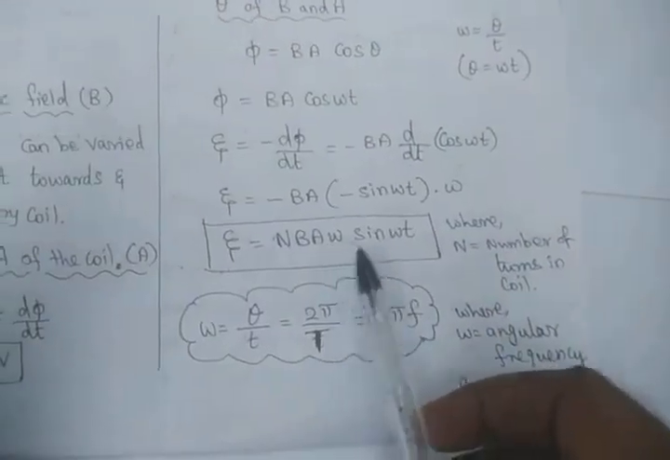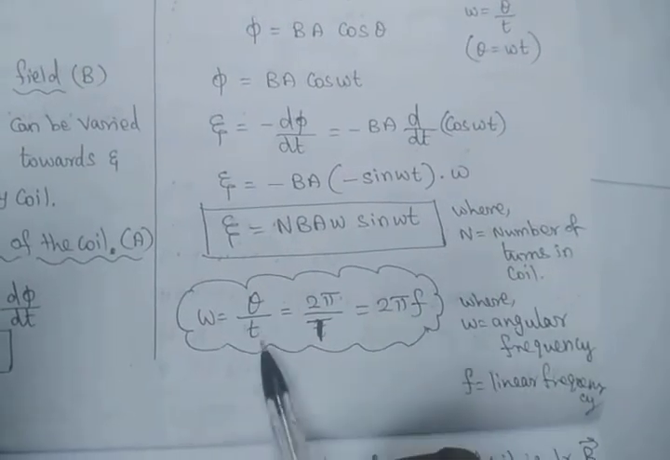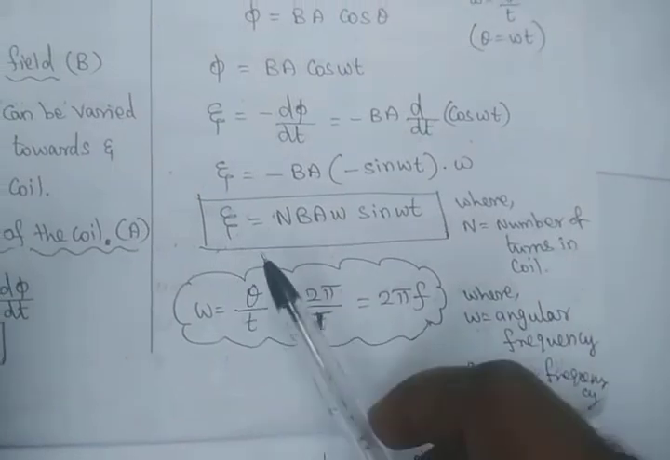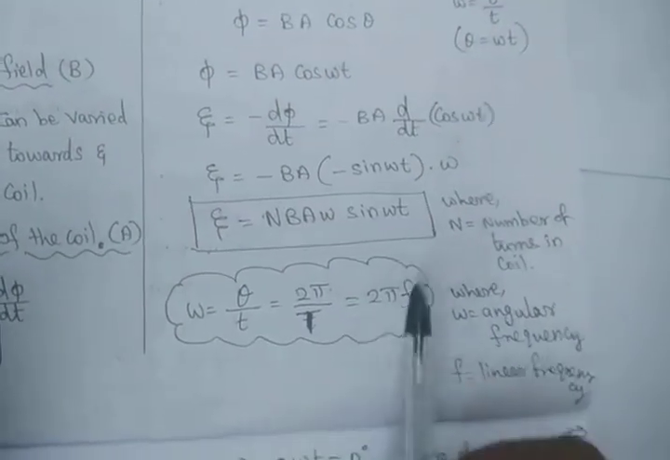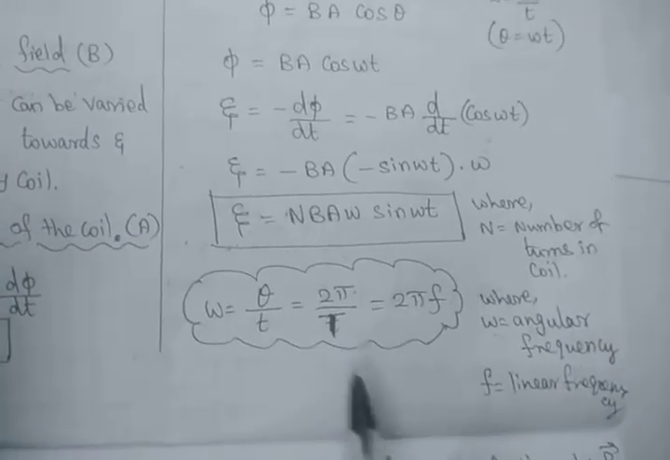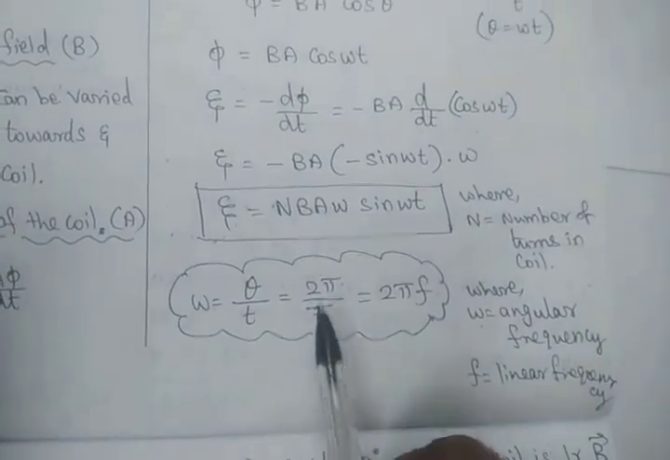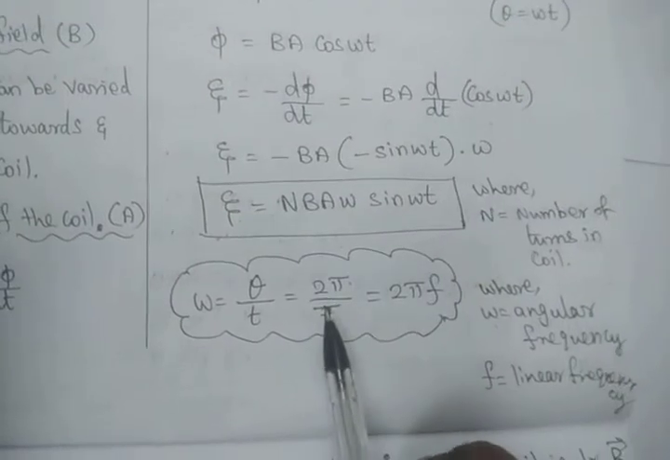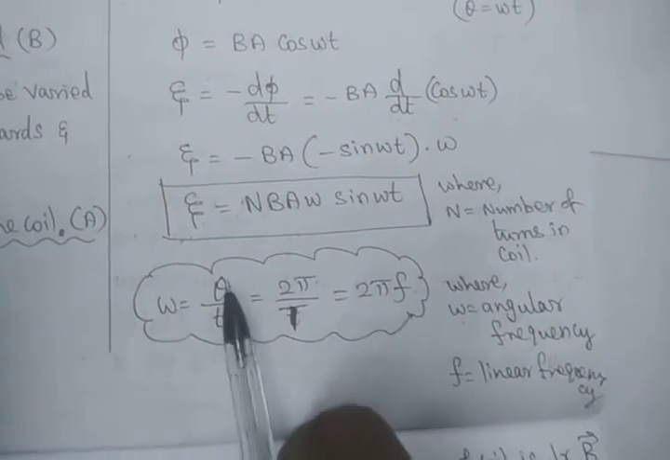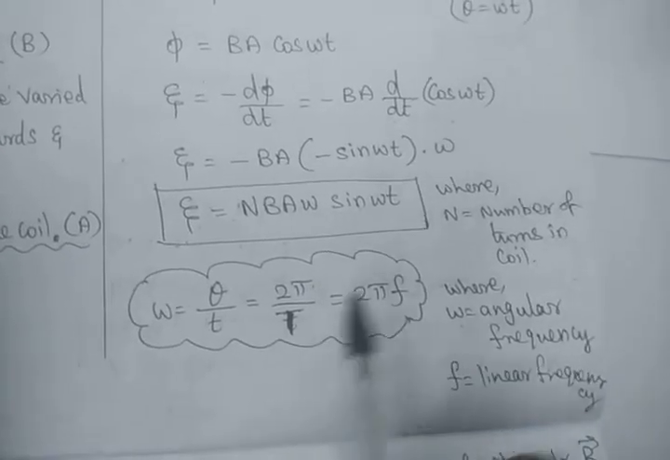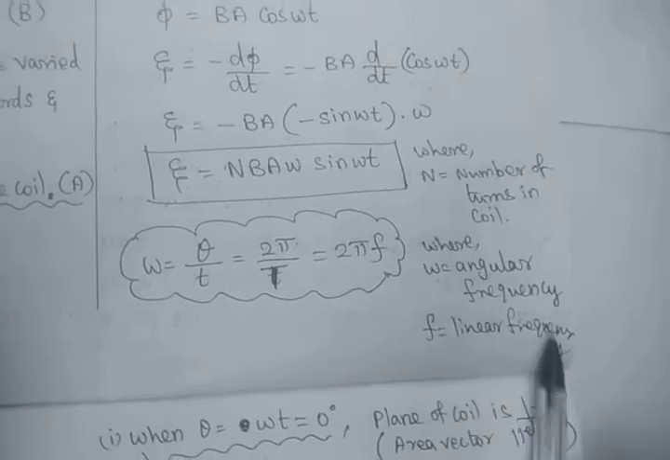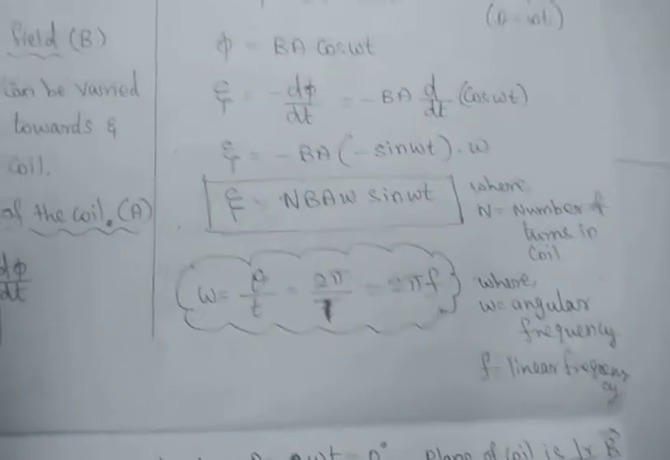So omega is equal to theta by t, where theta is the total angular displacement. If the angle of rotation is 360 degrees, we can put 2 pi. The complete rotation takes the time called the time period T, so 2 pi by T. 1 by T is the frequency, so 2 pi f. So omega can be written as theta by t, or 2 pi by T, or 2 pi f, where omega is the angular frequency and f is the linear frequency of rotation.